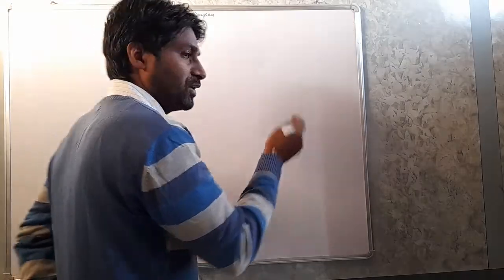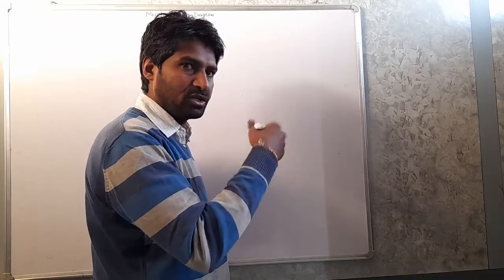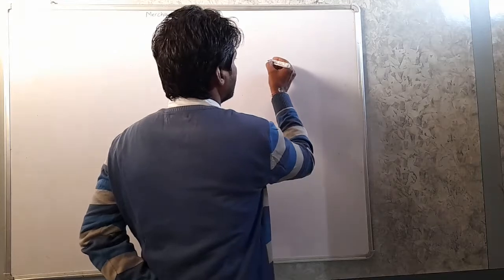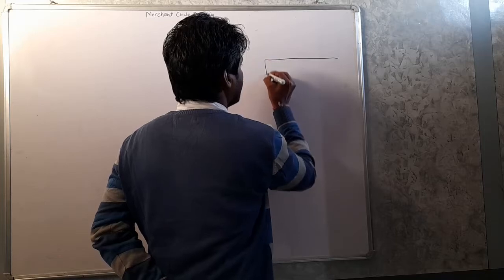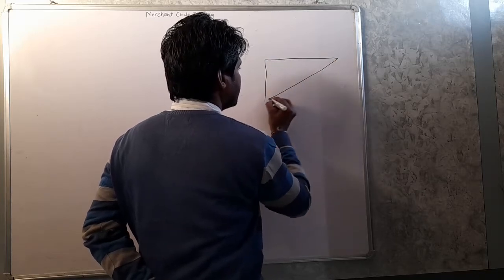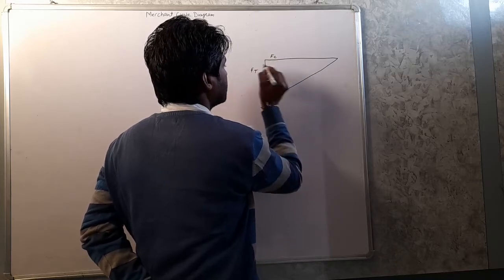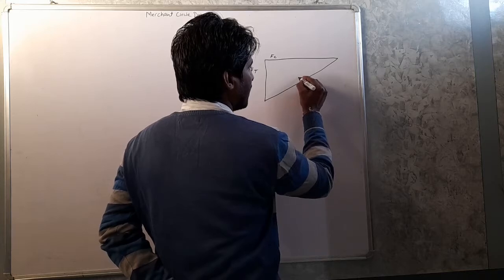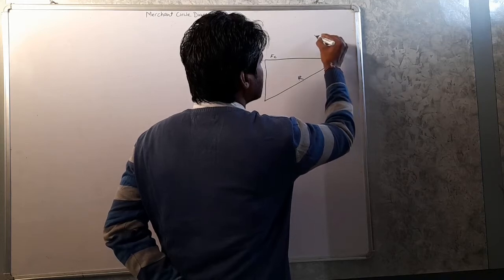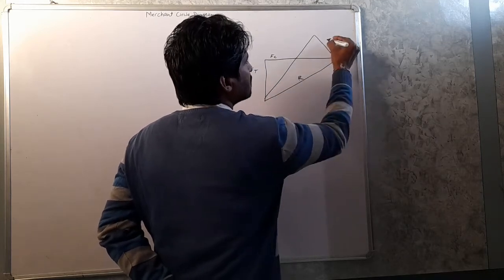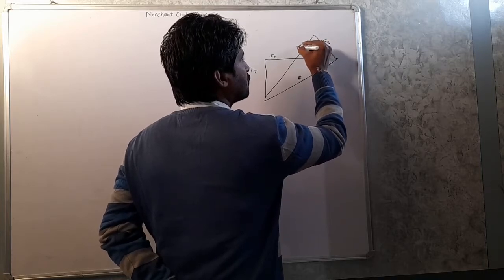So quickly I am drawing here the merchant circle diagram, or the relation between various forces. As you know, this is the cutting force Fc, and this is the thrust force Ft, Fc and Ft. This is the resultant R, and this is the shear force Fs, and this is normal to the shear force, Fn.